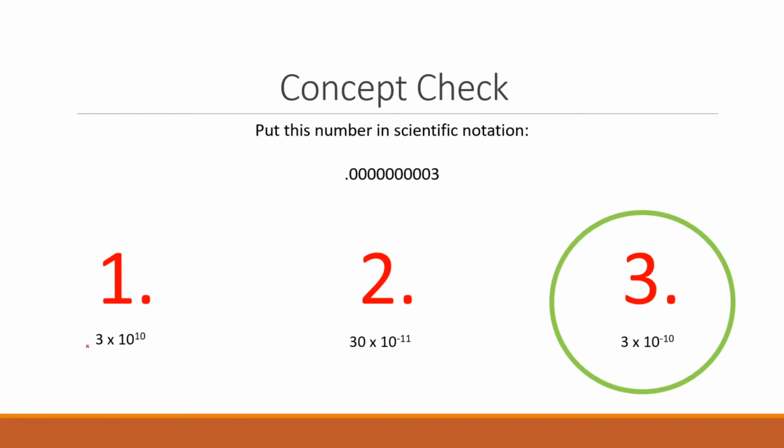Right? 3 times 10 to the positive 10 would be a number much bigger than 1. Right? Positive exponents are very big numbers, negative exponents are very small numbers. On top of that, we know that choice 2 is bad because this is not a single digit number. Right? You always want single digit numbers before your multiplication sign for correct scientific notation. So that's a big no-no.